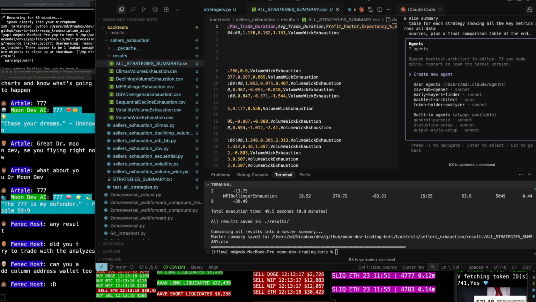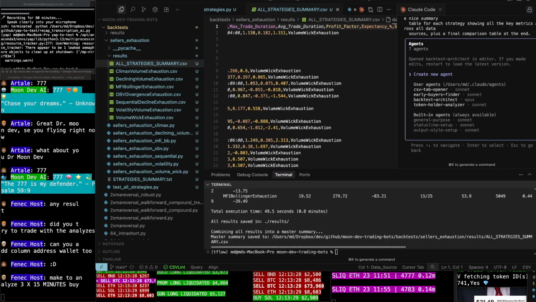You can add column address too. Column address. You can add column address wallet too. 3 times 15-minute buys. What's that mean?